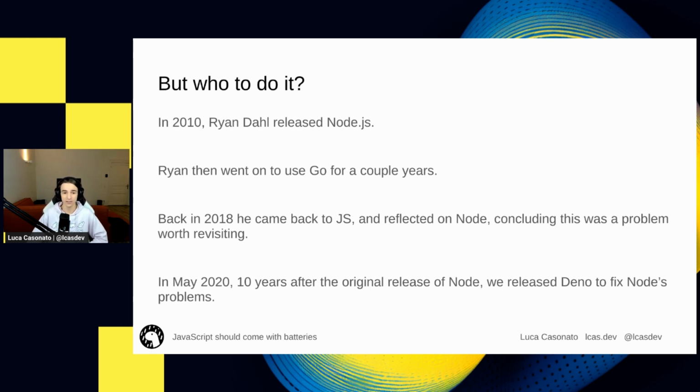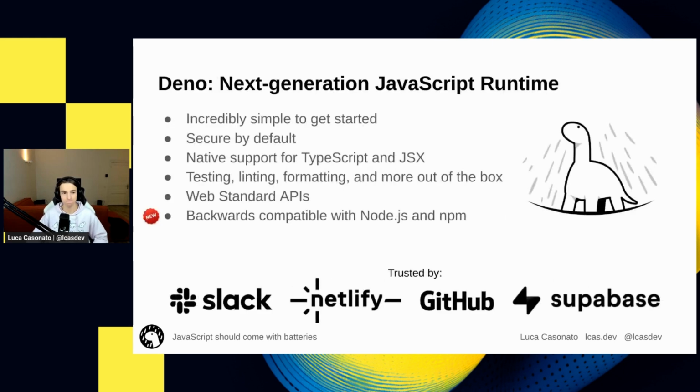And then back in 2018, he came back to JavaScript, reflected on what Node had turned into and the state of built-in tooling that it was at, and concluded that this was a problem worth revisiting. And also very actively realized that some of this was probably his own doing. So in May 2020, 10 years after the original release of Node, we released Deno to fix many of these problems that Node had. And that's what I want to talk to you about today.